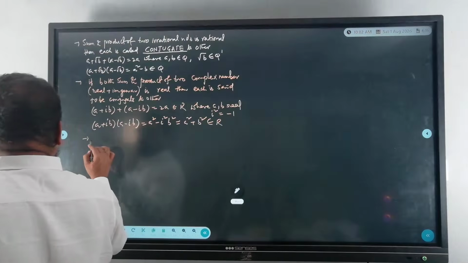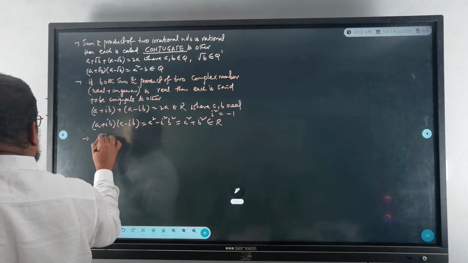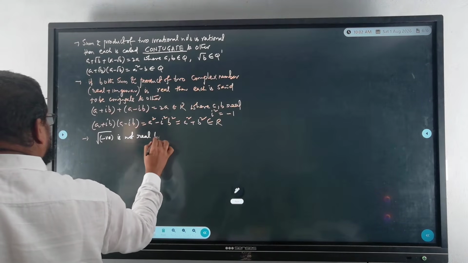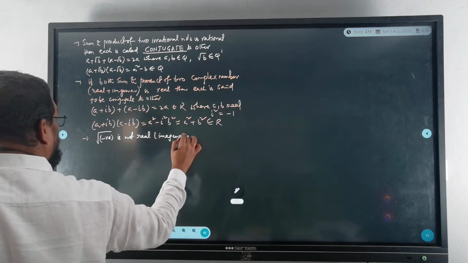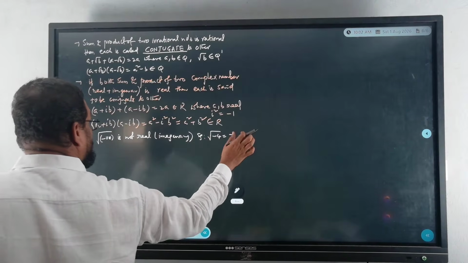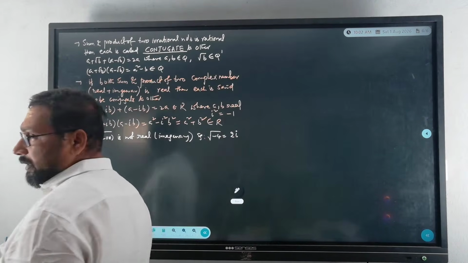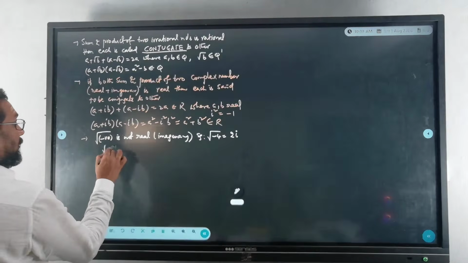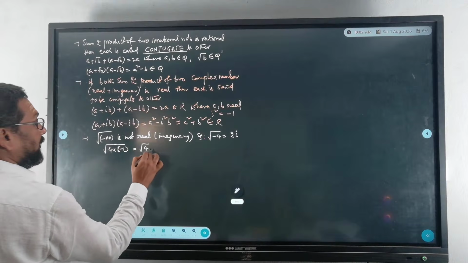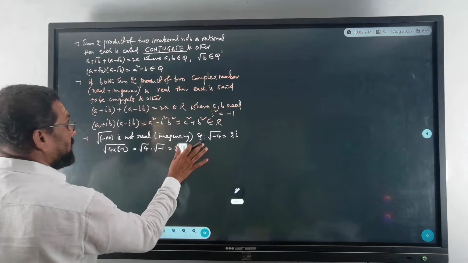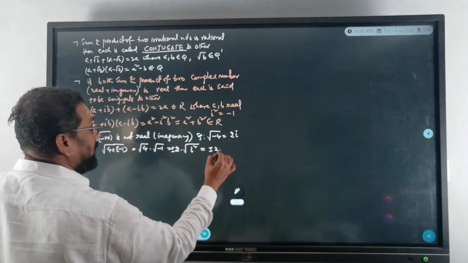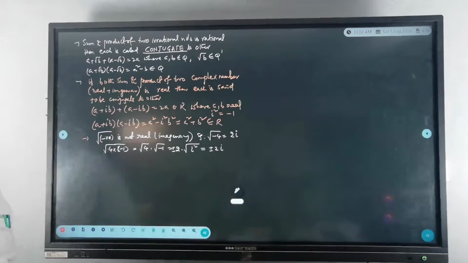Next, root over negative is not real. This is imaginary. For example, root -4 is equal to 2i, imaginary. It can be written as root 4 into -1, that is equal to root 4 into root -1. Root 4 means 2 into root -1, i. This is plus or minus 2 into i, right?